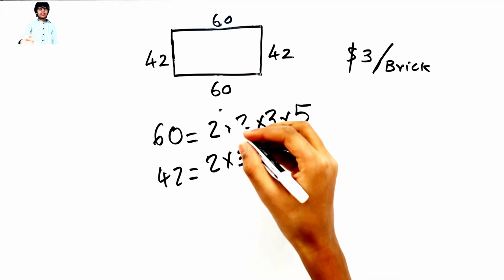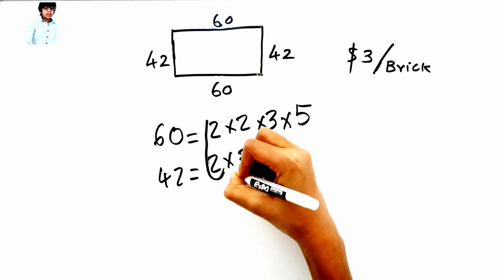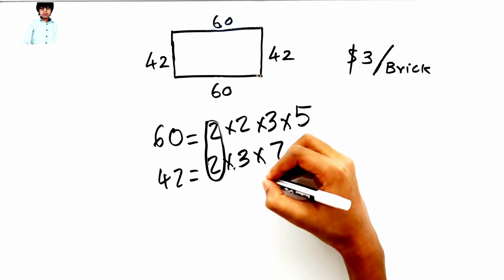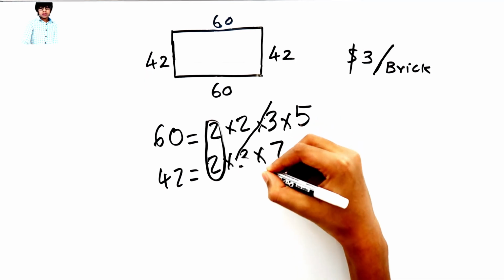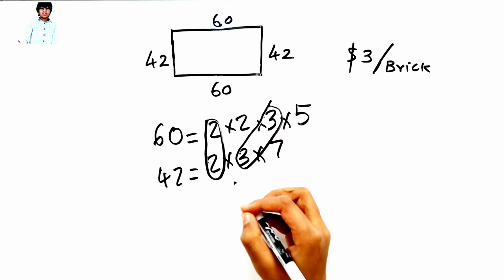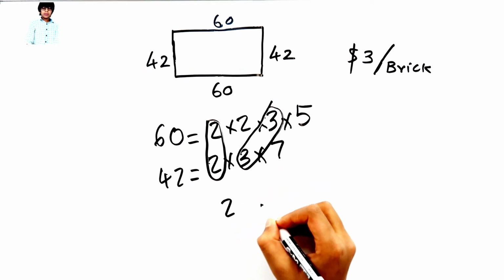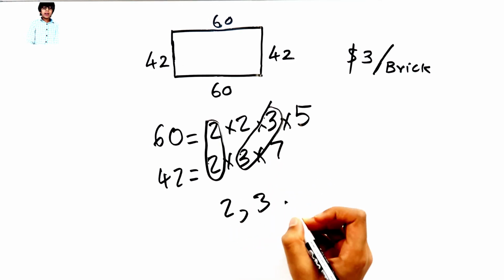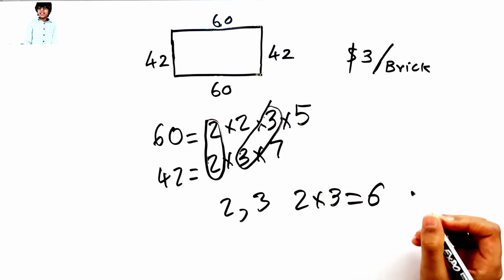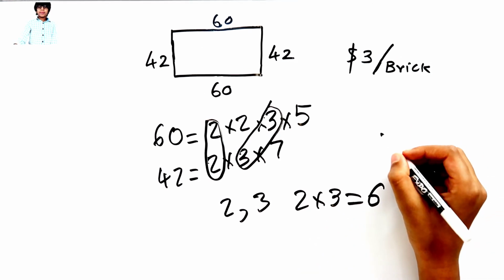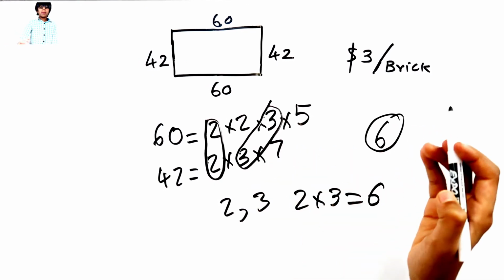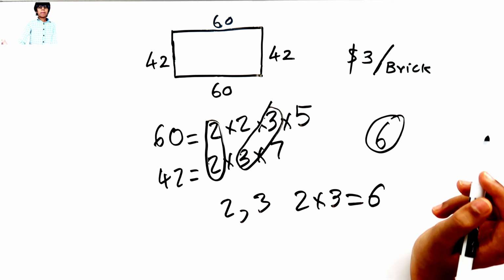Now, let's group them. So we can group 2 here and 3 here. 5 can't be grouped with 7. Now let's write both of these numbers here. So 2 and 3. Now let's multiply them. 2 times 3 is 6. 6 is the length of the bricks I need to buy.